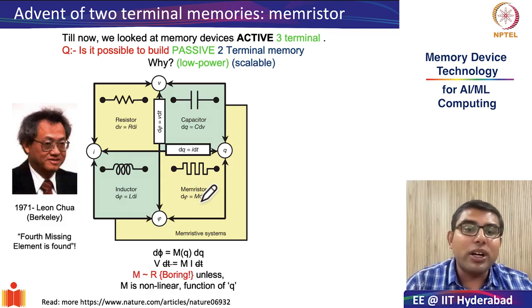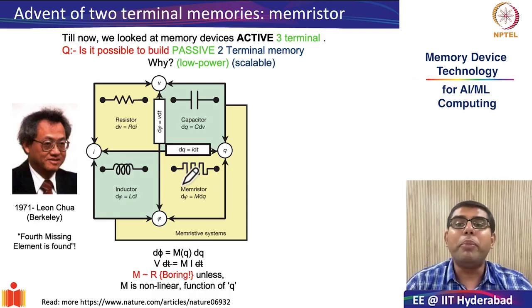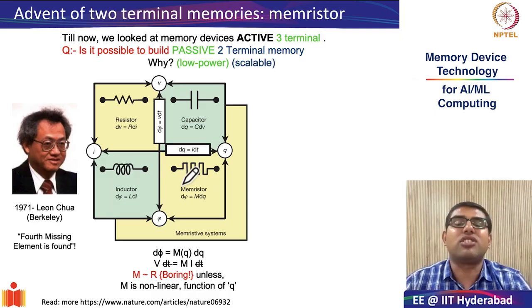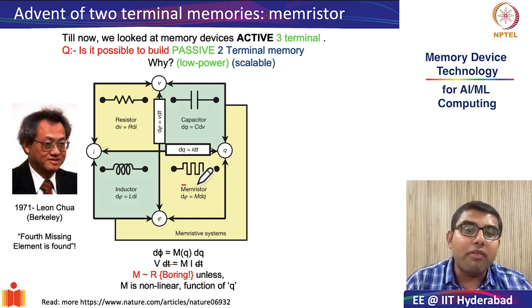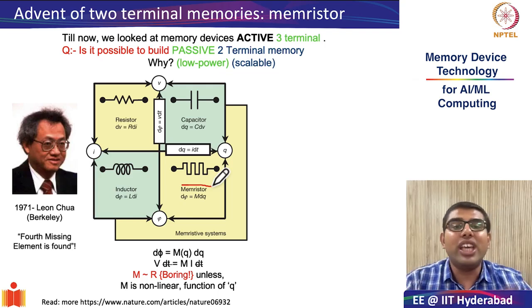The interesting property it will have is that it will be a memory resistor, or in short, if you just concatenate both the terms, memory and resistor, it will behave like a memristor. And we will see what is the meaning of this memristor.